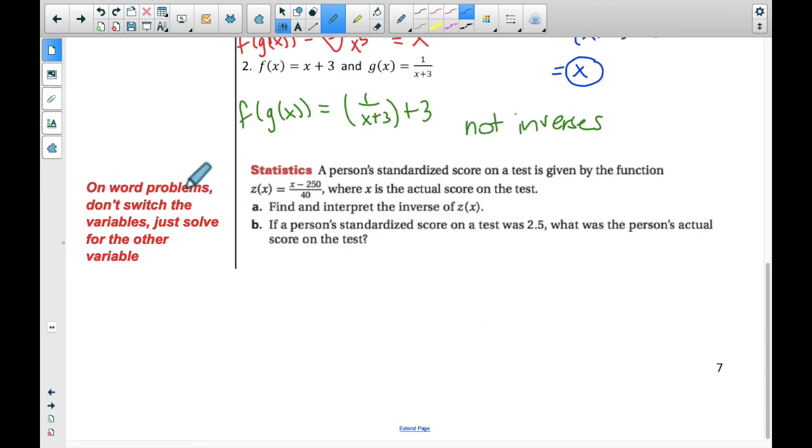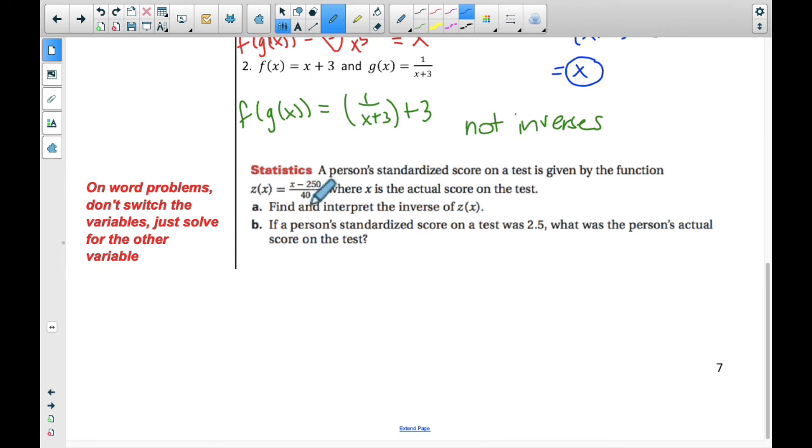When we do word problems, we don't switch the variables. We don't change the letters themselves, because in word problems, those letters mean something. Like up here, f of x and y and x, they're just variables. They just stand for something, but we don't know what that thing is. And yet in word problems, they actually carry some meaning. So we're going to leave the letter the same, but we still want to solve for the other variable.